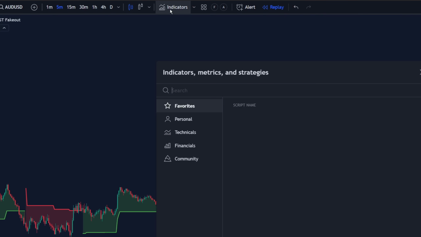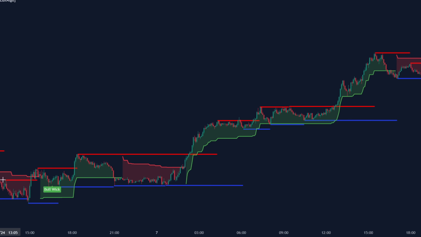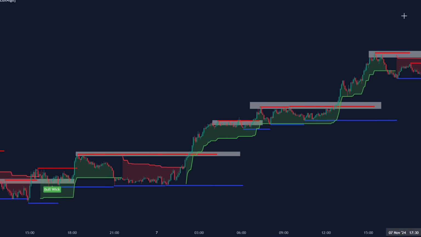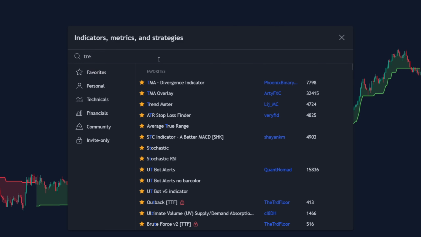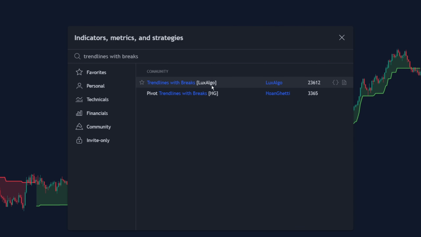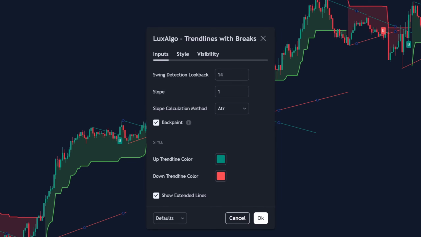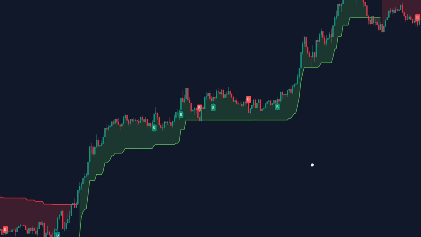The next one is support and resistance levels with breaks by Lux Algo, and it does exactly that. Spot the support and resistance levels that are currently developing. When the levels are broken or rejected, you can enter and filter the signals using supertrend. And the last one is also by Lux Algo, called Trend Lines with Breaks. This one prints the trend lines that are happening and prints a signal when they are broken. To make it easier to see, you can actually go here, disable the trend lines, and only use the signals.